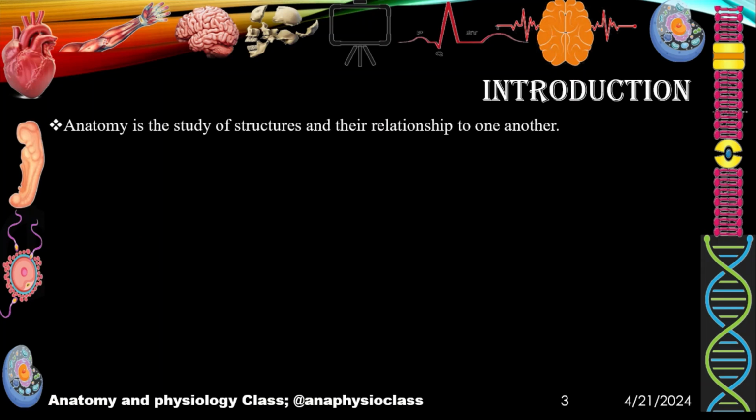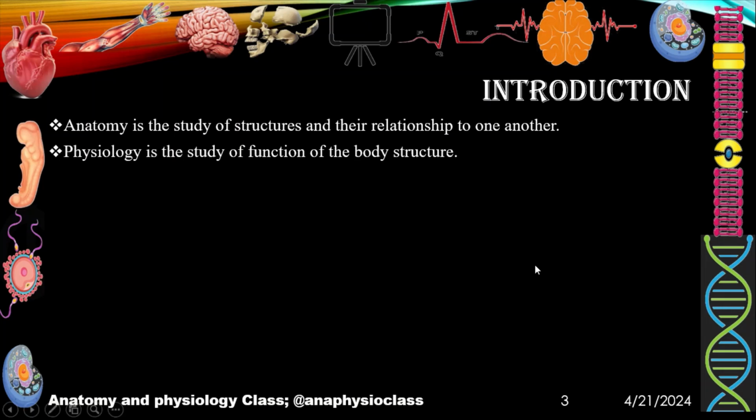So introduction. Anatomy is the study of structures and their relationship to one another. So anatomy is more concerned about how the structures are, how do they look like, how can we study the structures. So anatomy is more about all this, while physiology is more about studying the functions of the body. So what are the functions of those structures? How do those structures carry out their functions? So physiology is more concerned about functions.